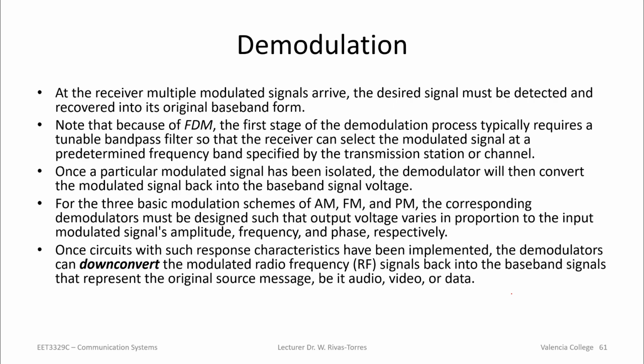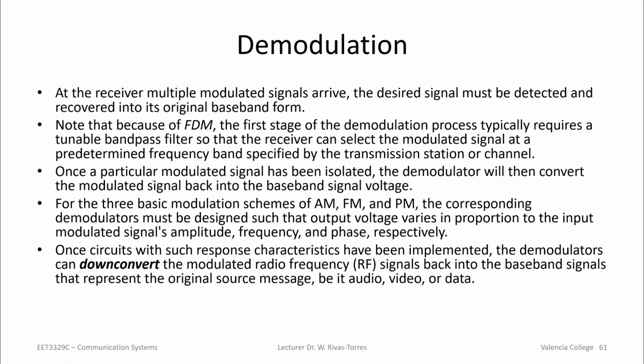Now, we talked about modulation. We haven't talked about the process that undoes the modulation, which is demodulation. Once you select the desired signal, you have to convert it back to baseband form. Notice that at the receiver, before you demodulate, you need that bandpass filter, and you need to select the right modulated signal in order to have that process, and see the channel that you're interested in.